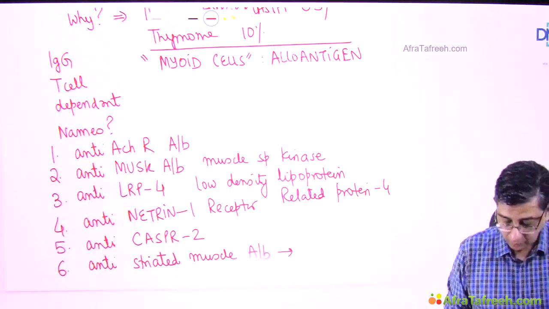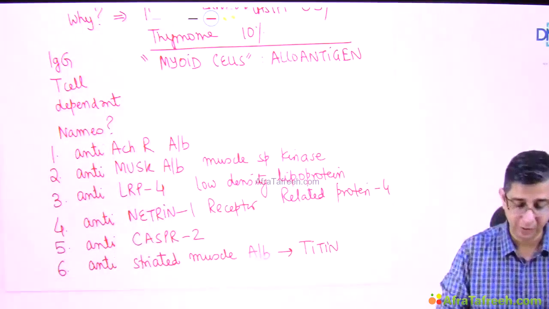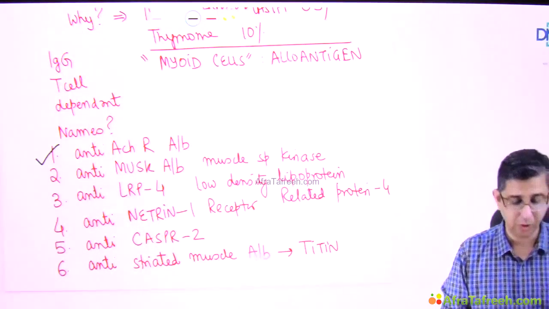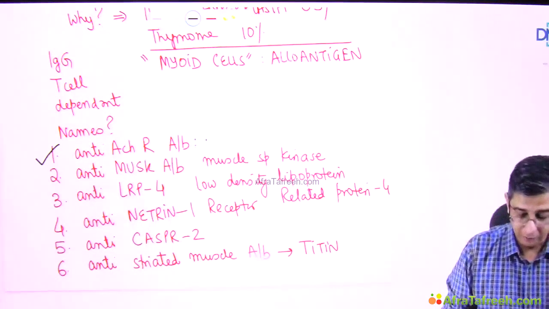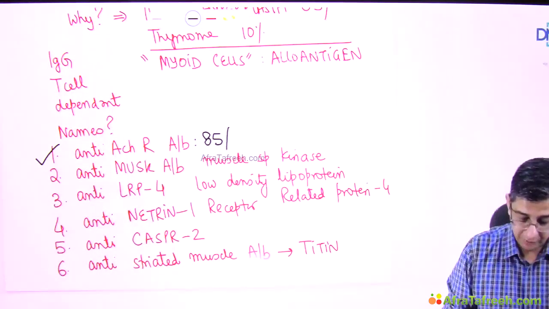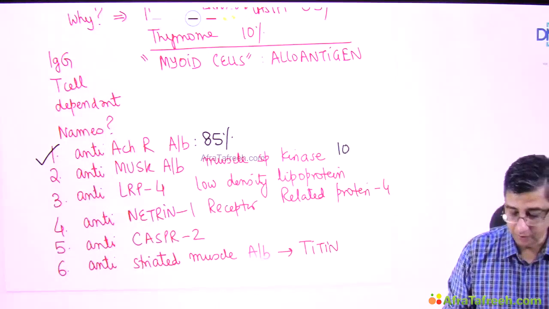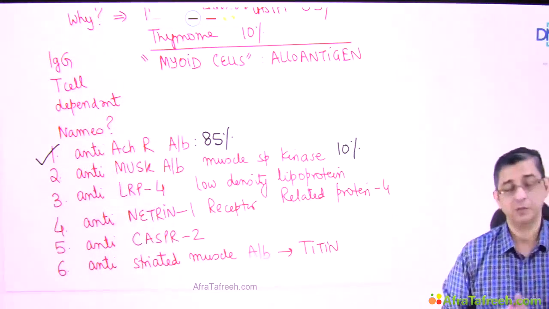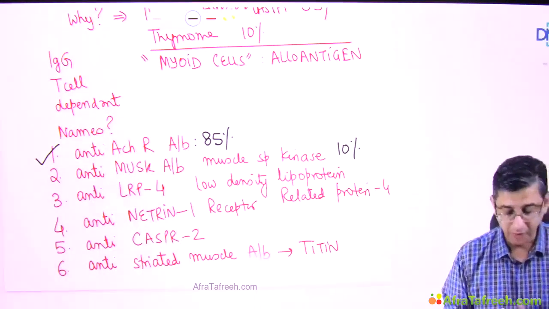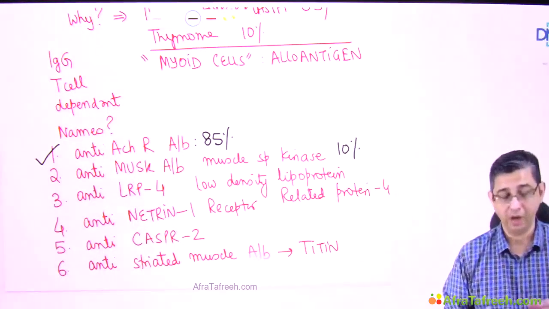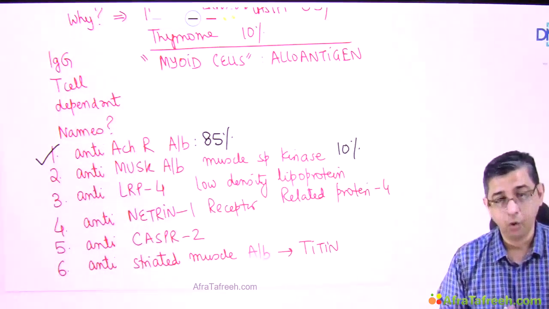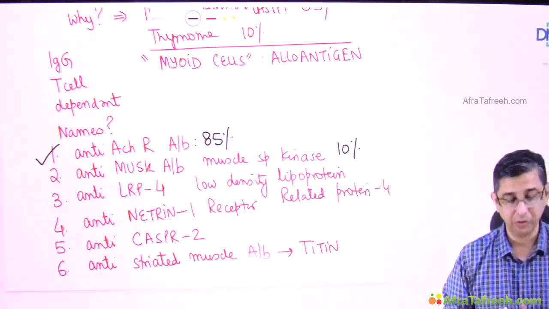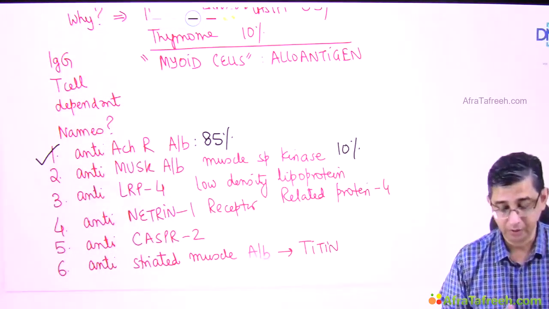There are a total of 6 names of the antibodies which are the villains responsible for this condition, out of which the most common one is this one. The prevalence of this antibody is about 85%, whereas anti-MuSK antibody prevalence is 10%, and the remaining antibodies are found rarely, but because of these specific names like LRP4, Netrin-1, Caspr2, you just need to have a hang of these names. All of these are IgG class of antibodies, so the ability to cross the placenta is very much present.